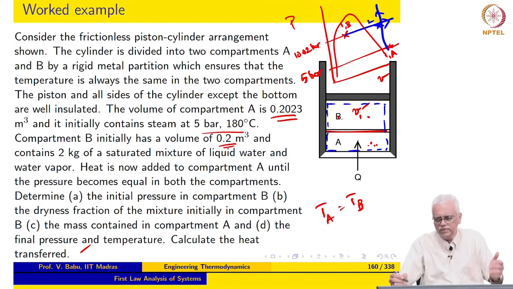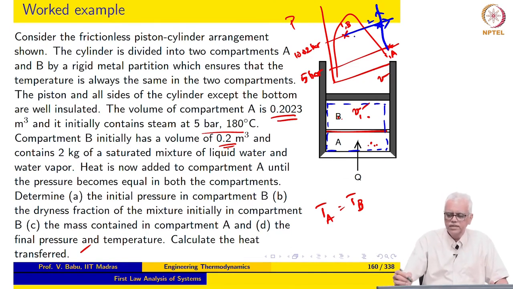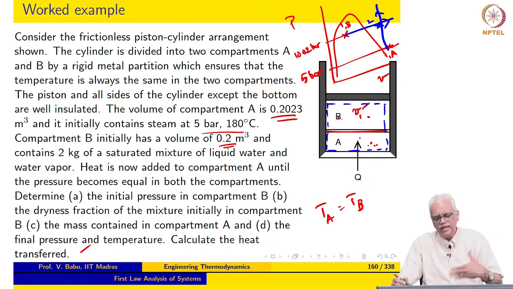Okay, so once again, you can see that with the given information, we try to draw a PV diagram or any other coordinates. PV is simple. So, we draw a PV diagram, try to locate the state and also try to sketch the process at least qualitatively on this diagram. Fill in the information as you keep proceeding with the analysis.